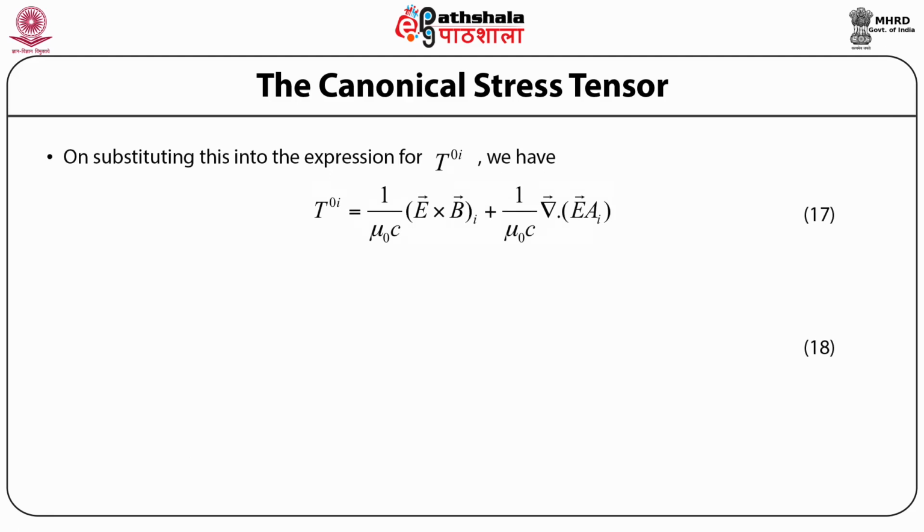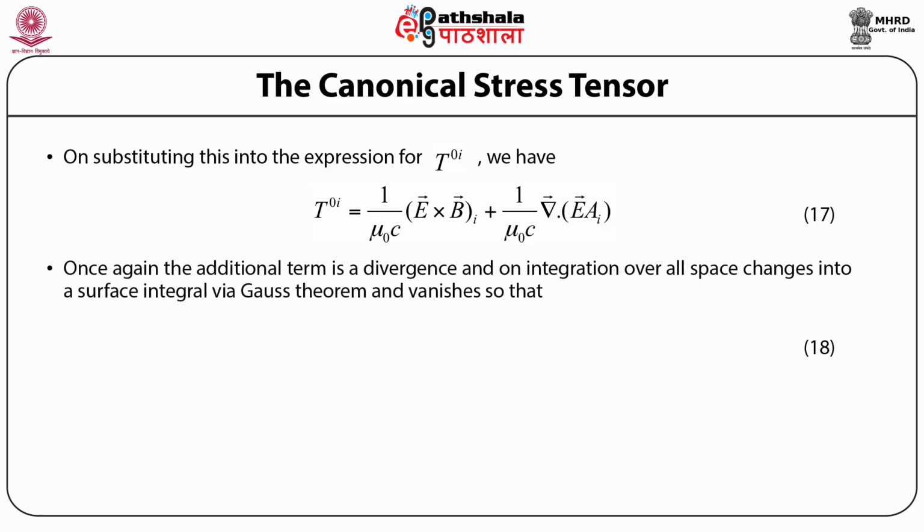So that T^0i equals 1/(μ₀c) (E × B)_i plus 1/(μ₀c) ∇ · E A_i. Once again, apart from the expected momentum density term, there is an additional term which vanishes on integration over all space. ∫T^0i d³x equals 1/(μ₀c) ∫E × B d³x, equals c P_i field.